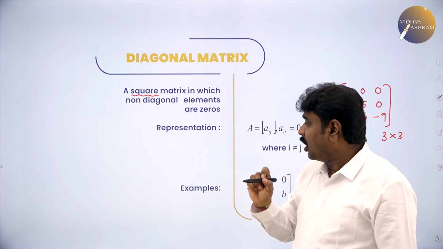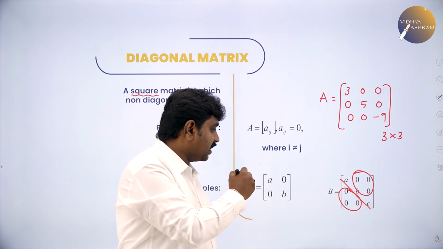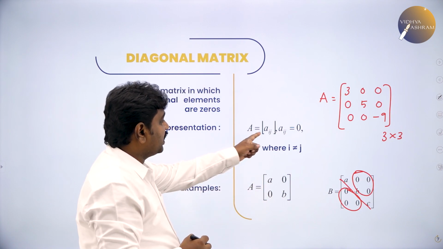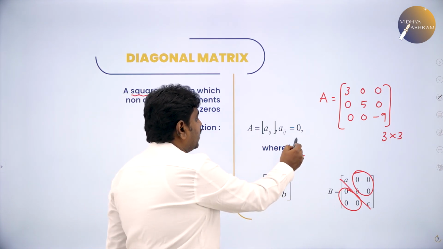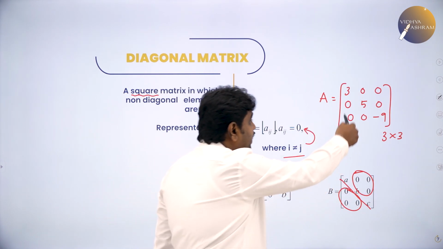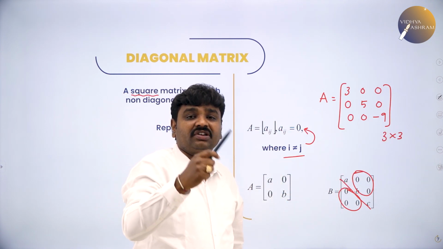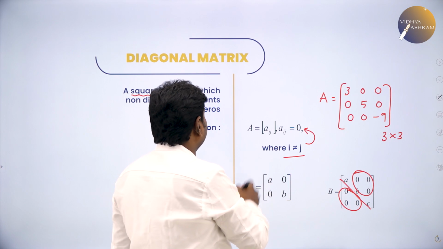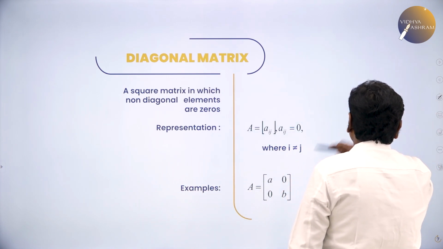And how to represent a diagonal matrix? Again, in construction of matrices I will also teach you. So the aij method: when i is not equal to j, the value should be 0. When i and j are equal, it represents the diagonal elements. That's why representation of a matrix makes it clear. Now I am going to teach you how to represent a 2 cross 2 matrix.